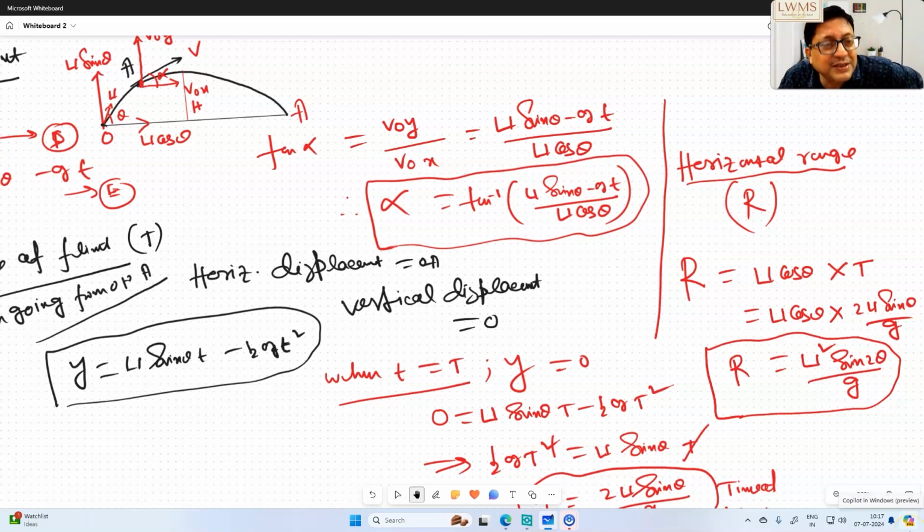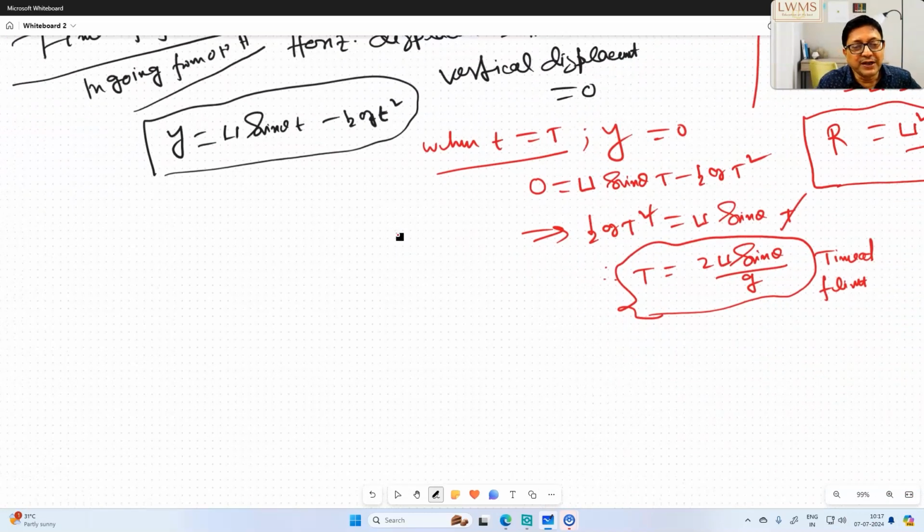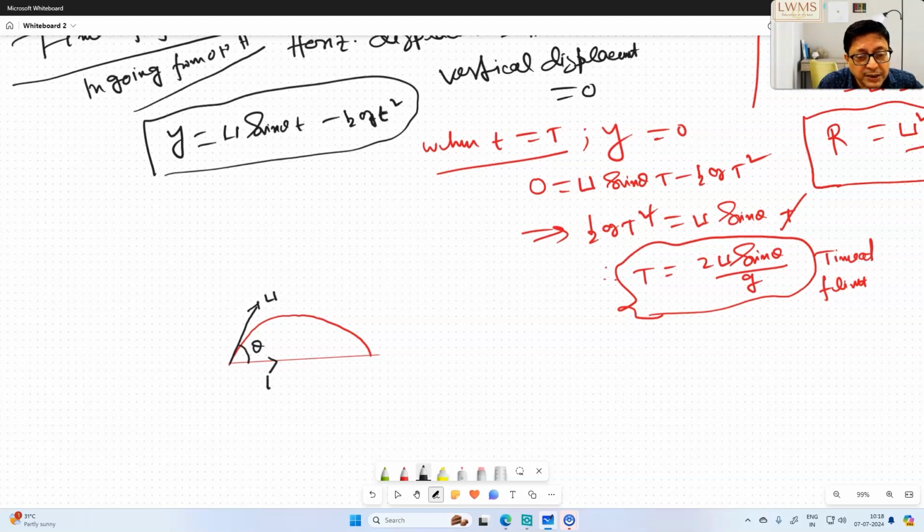This h we can find by using the third equation of motion. For vertical range, just recall that equation, v square equal to u square plus 2as, that I am going to apply. Same projectile motion, same velocity of projection u, angle of projection theta, this way u cos theta, and this is u sin theta. This height we are going to find. This is called the vertical range, h. This we want to find.